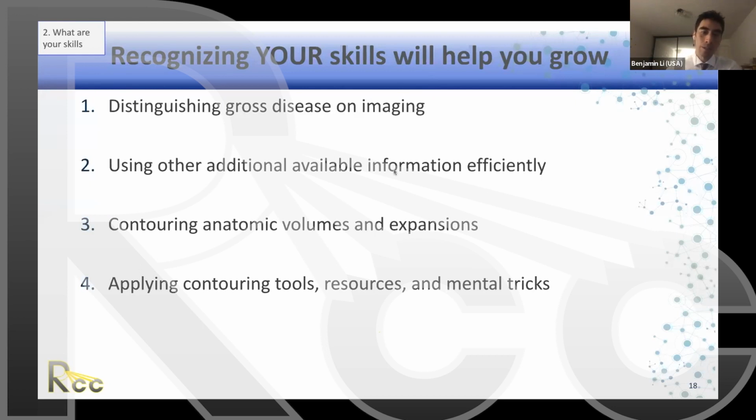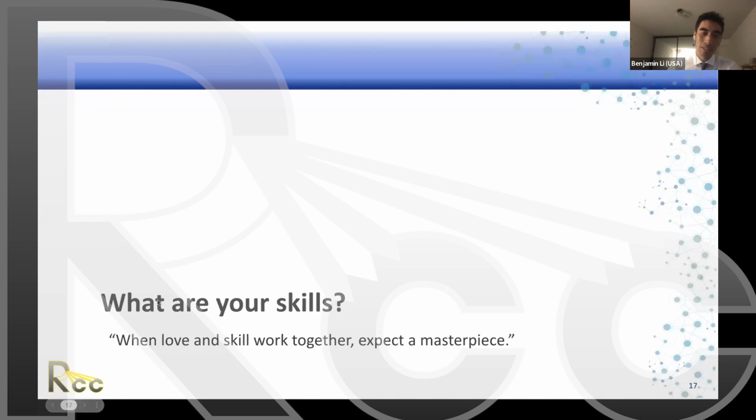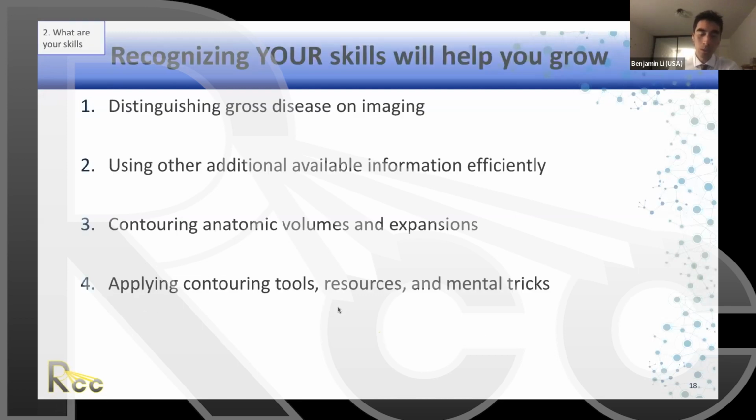And learning how to do that efficiently and knowing exactly what to look for for every kind of cancer is a skill. The third skill, and this is probably the one that people think about the most, is the actual contouring of the anatomic volumes and the expansions. CTVs, ITVs, PTVs. And then lastly, applying contouring tools, resources, and mental tricks.